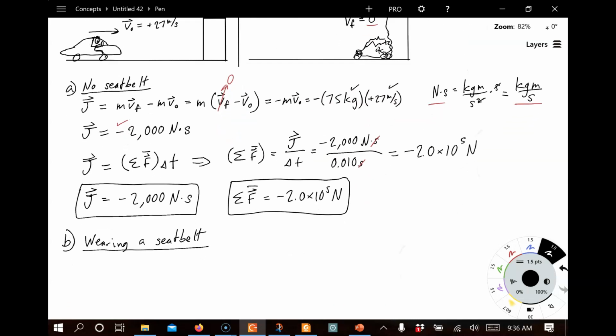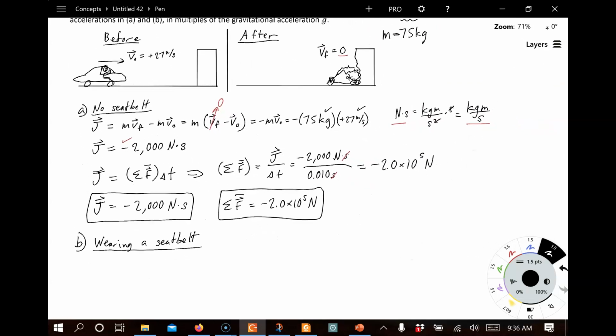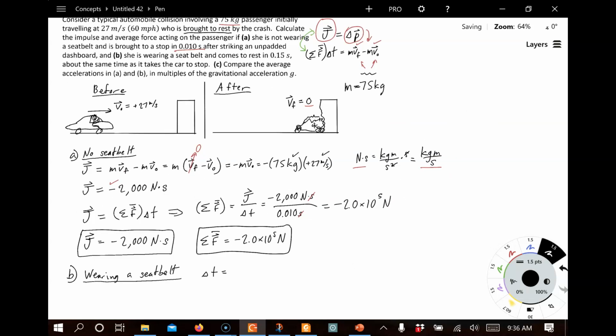And we're again going to be calculating the impulse, and we're going to be calculating the average net force. Are either of these two things the same? What has changed in this problem? Well, the time interval in this case, right? Time interval here is going to be a longer time.